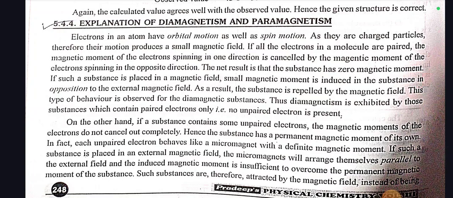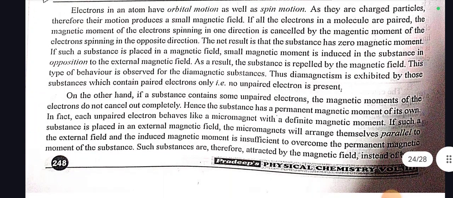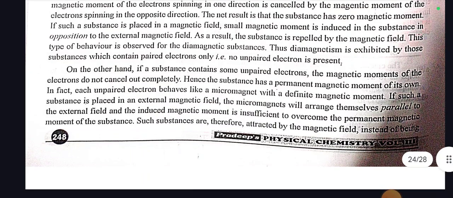Electrons in an atom have an orbital motion as well as a spin motion. As they are charged particles, their motion produces a small magnetic field. If all the electrons in a molecule are paired, the magnetic moment of an electron spinning in one direction is cancelled by the magnetic moment of the electron spinning in the opposite direction. The net result is that the substance has zero magnetic moment.